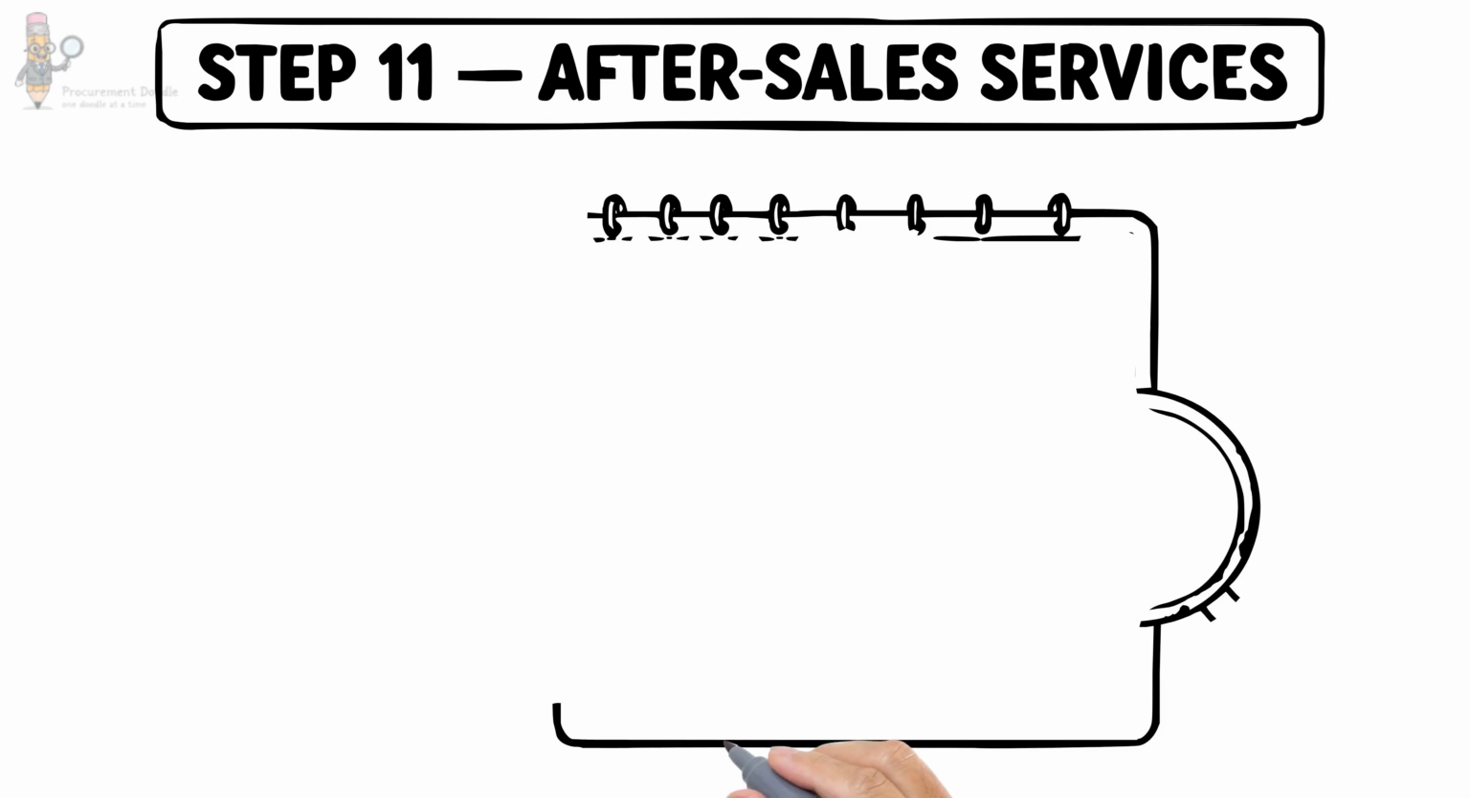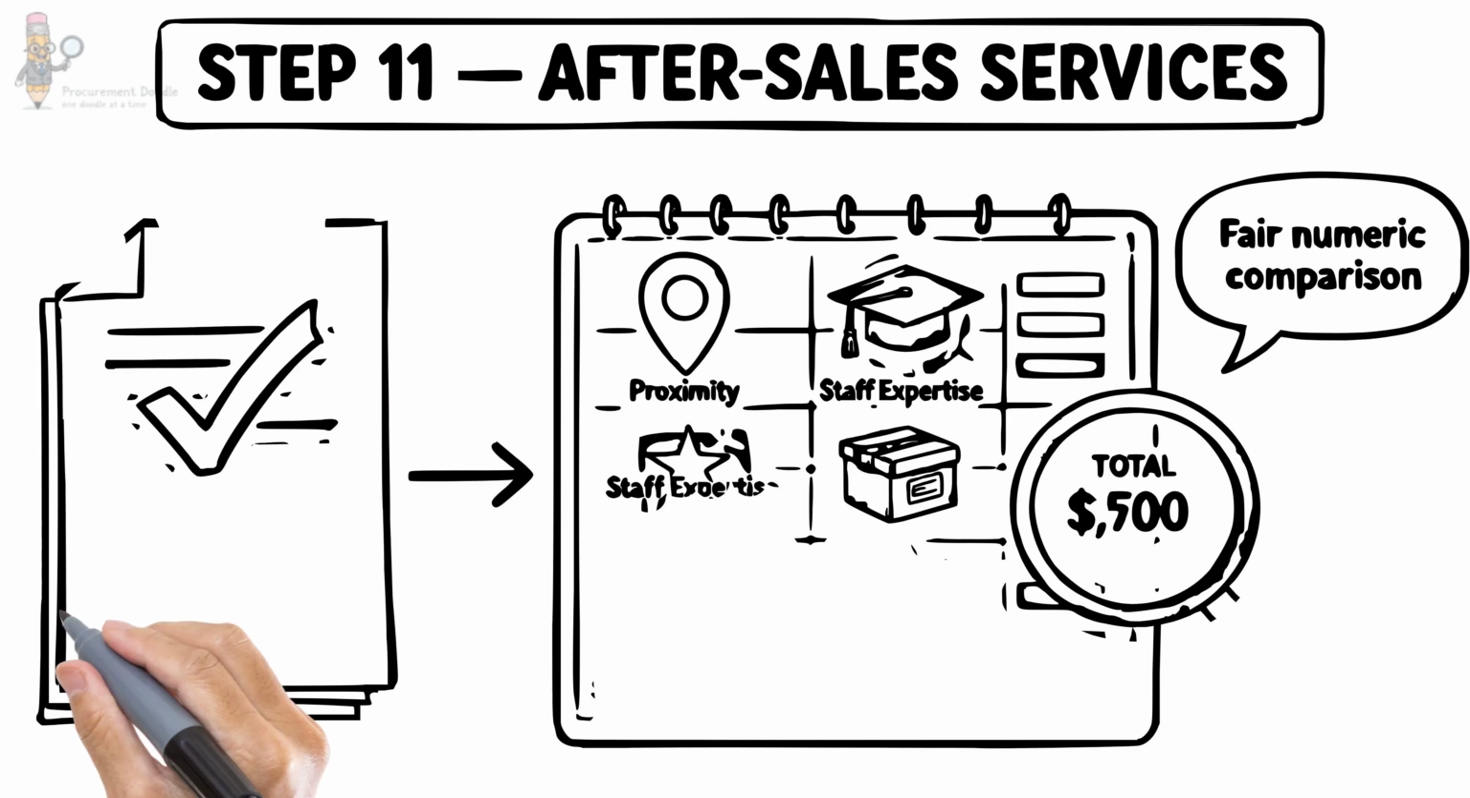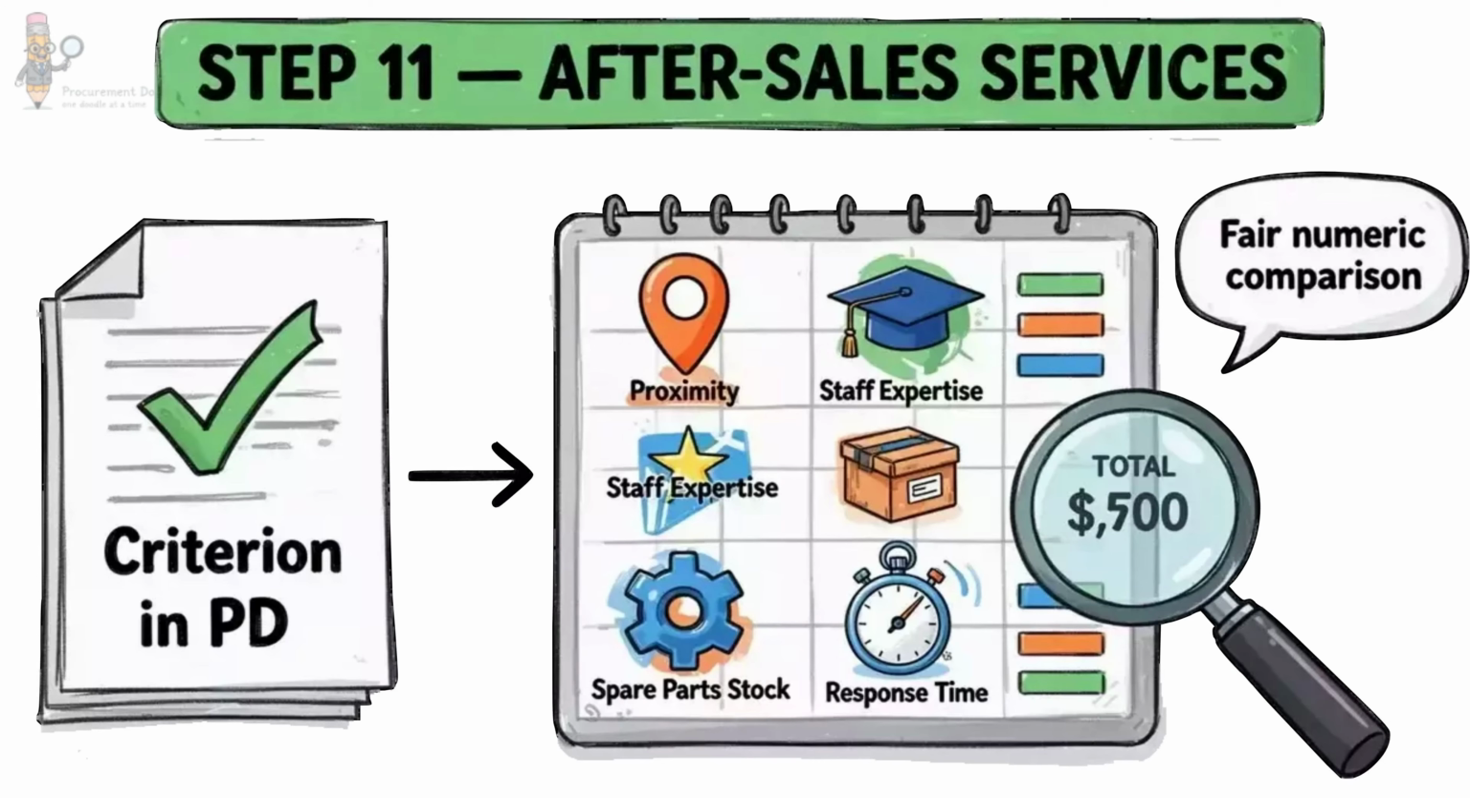Step 11 concerns after-sales services. These are evaluated only if the procurement documents list them as a criterion. A point system is used, scoring factors like proximity of service centers, staff expertise, spare parts stock, and response times. This turns service promises into a fair, numeric comparison.